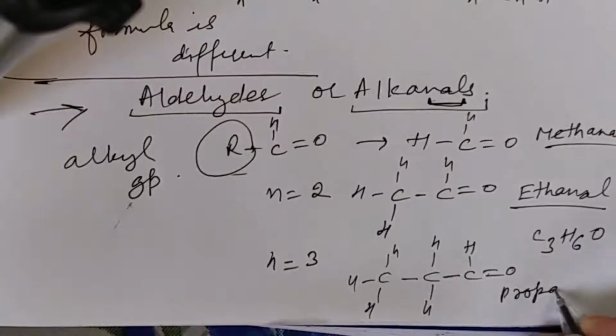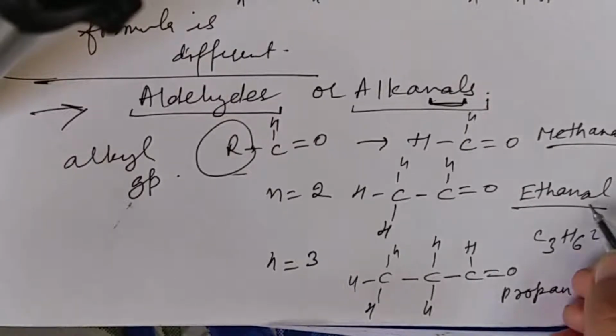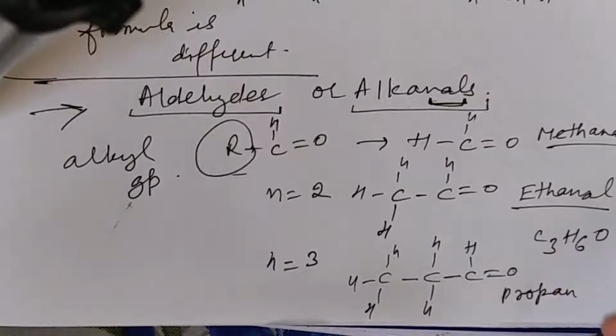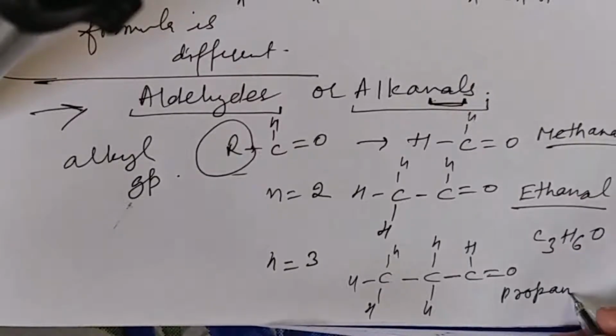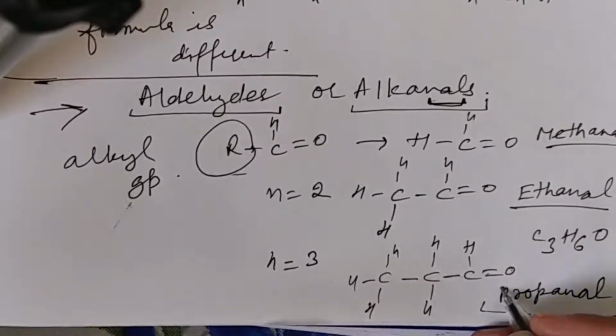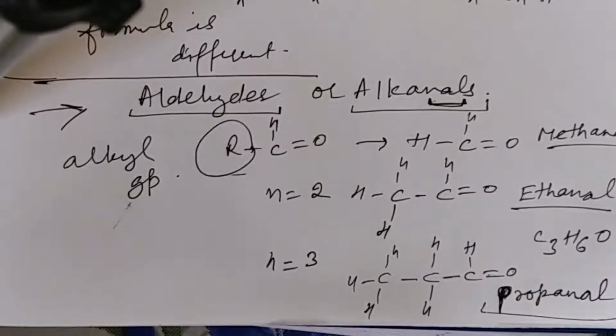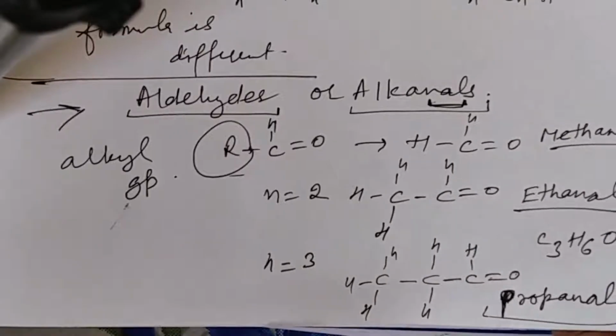You have to drop E here because E and A vowels can't go together. So you have to drop E here, write al. Propanal, P starting as a capital letter, and the IUPAC name of the compound will be propanal. Okay. So this is the aldehyde family.